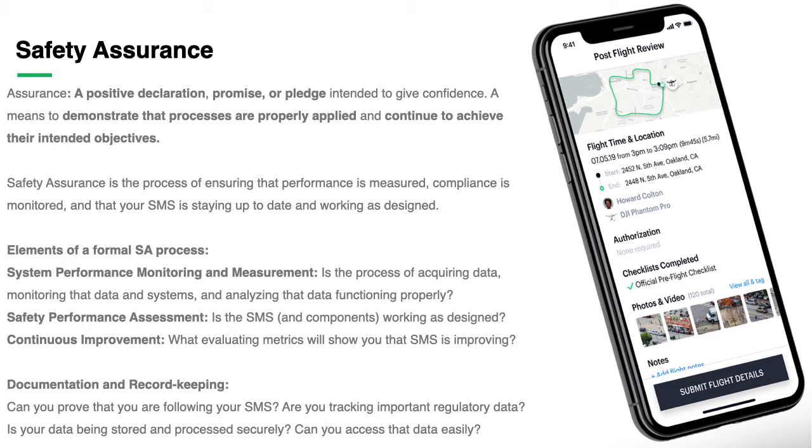And the other part of safety assurance that's very important is, can you prove that you're following your SMS? Are you tracking important regulatory and operational data? And also, is your data being stored and processed securely, and can you access that data easily? Safety assurance is one of the components that will most help you in your compliance journey because documentation and record keeping are such an integral part of this component.